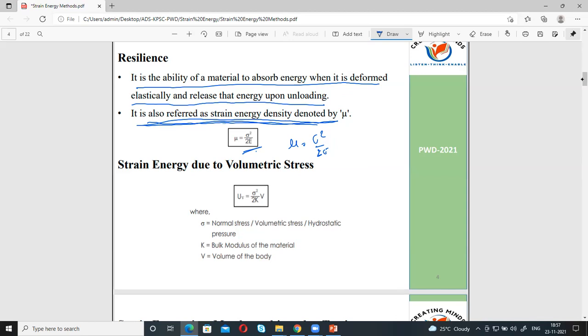See, this particular topic is a raw topic. Raw topic means you have to involve more number of equations. Understood? Keep writing, everything will be there. So any doubts in resilience? Any doubts in resilience?